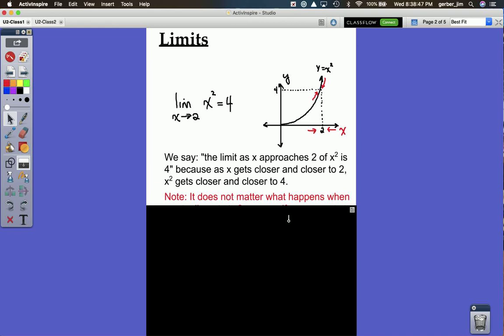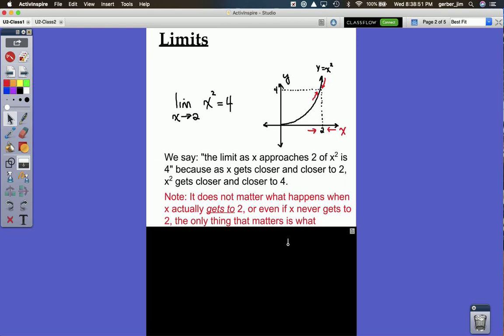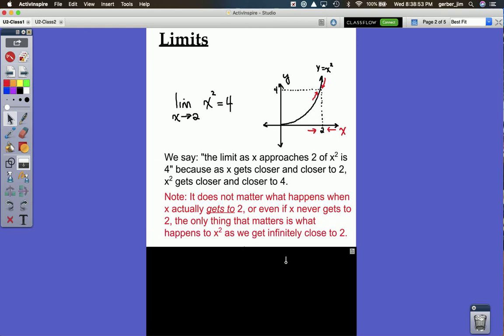Notice, it doesn't matter what happens when we actually get to 2. In fact, it doesn't matter if f never actually gets to 2. The only thing that matters is what happens as we get closer and closer to 2. Okay, limits are all about the journey, not about the destination. It doesn't matter what happens when I'm at 2. It only matters what's happening as I'm getting closer and closer to 2.